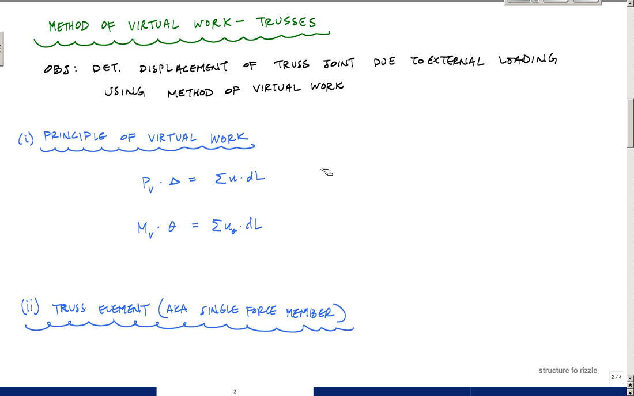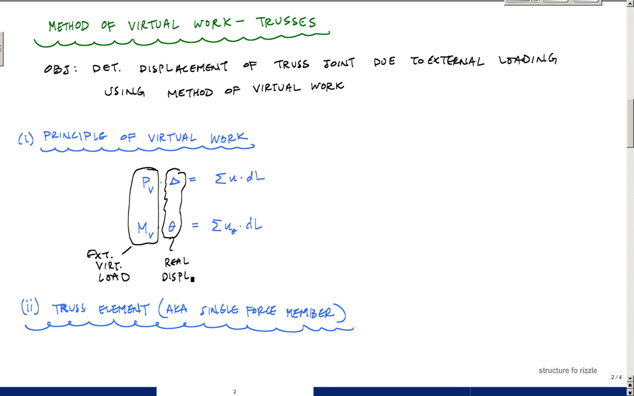And just to recap here, the principle of virtual work is the idea of taking a structure that has real loading on it and applying a virtual force or moment, an external virtual load, in order to get the real displacement.